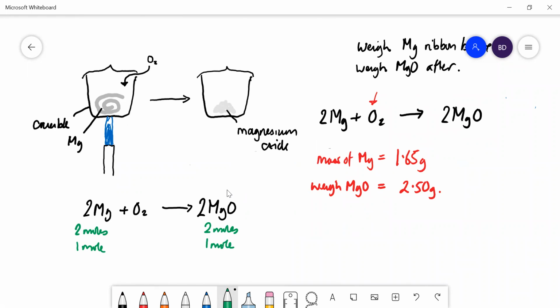Let's work out the moles of magnesium then. So moles of magnesium, use our equation, is equal to mass over Mr. It's actually Ar this time, really, isn't it? Because it's an atom. Okay, the relative atomic mass of magnesium. So that's going to be equal to 1.65 over magnesium is 24. The Ar is 24. And that's equal to 0.06875.